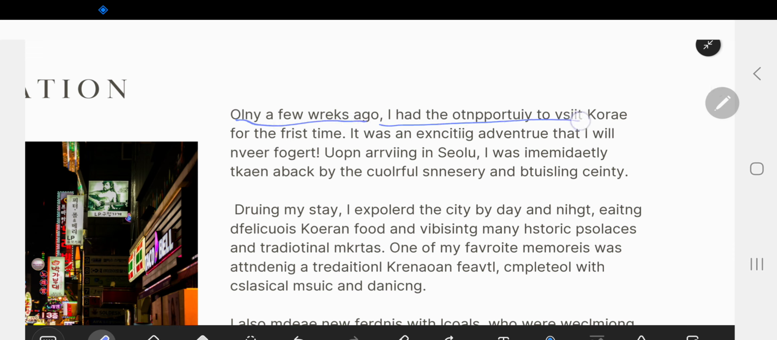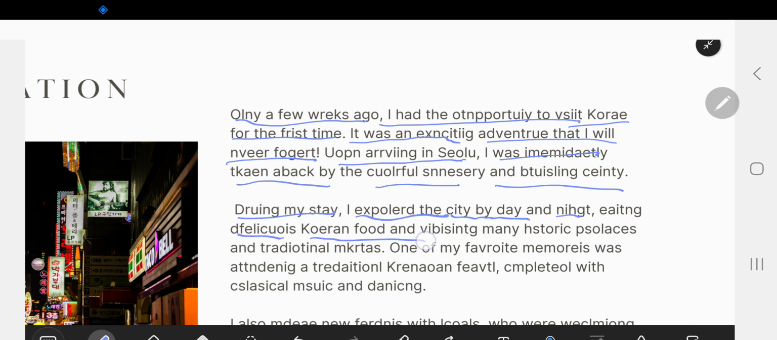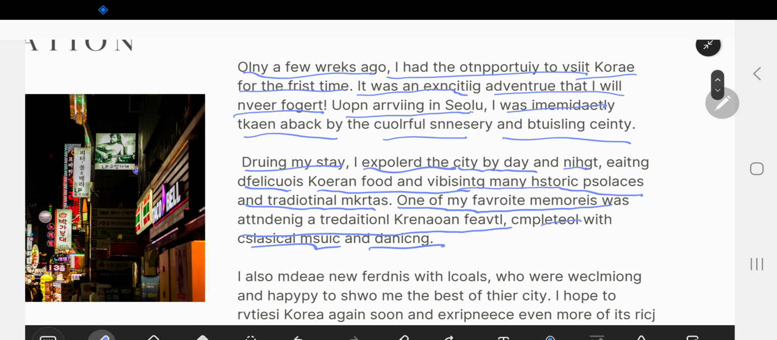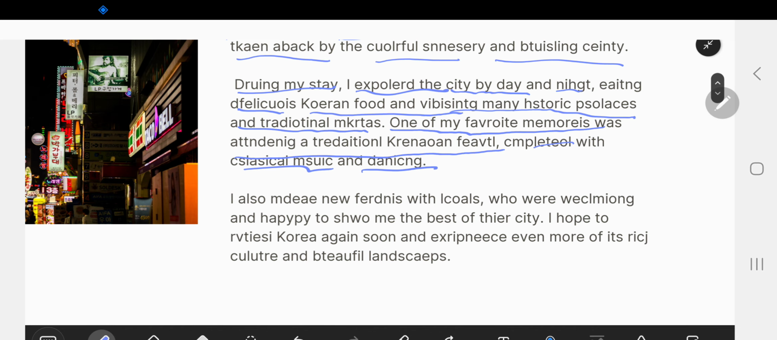Only a few weeks ago, I had the opportunity to visit Korea for the first time. It was an exciting adventure that I will never forget. Upon arriving in Seoul, I was immediately taken aback by the colorful scenery and the bustling CNT, or probably city, right? There's an E over here and an N, but probably city, something like that. During my stay, I explored the city by day and night, eating delicious Korean food and visiting many historic places and traditional markets. One of my favorite memories was attending a traditional Korean festival, complete with classical music and dancing, and so on. And you can download the PDF if you'd like to read all of it.